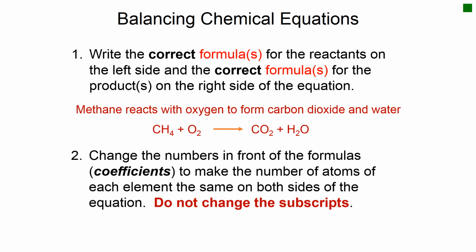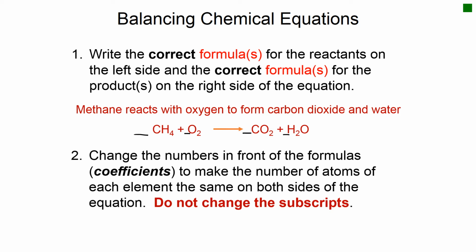Then we're going to change the numbers in front of the formulas. Right now, with nothing written, it's assumed that it's 1. We are never going to change the subscripts. We're only going to change the coefficient to make sure there's enough on either side. So take a look right here.